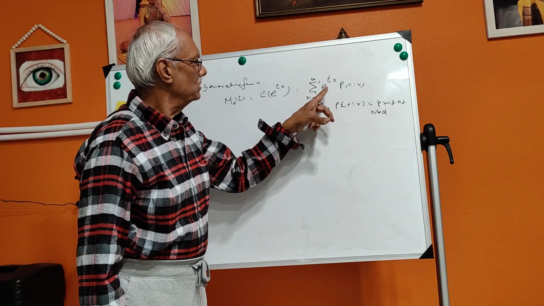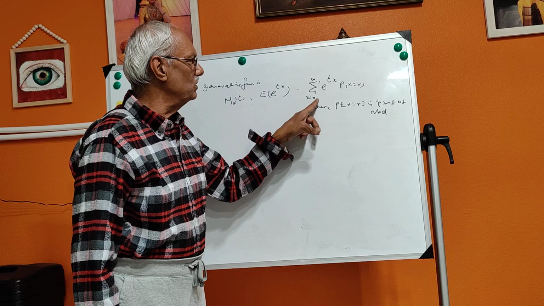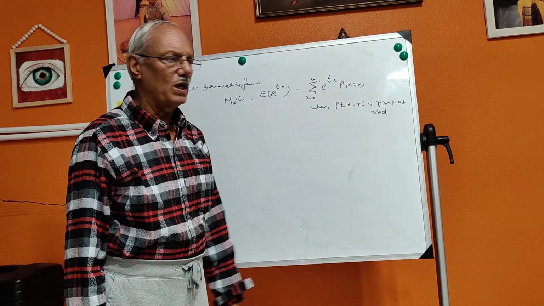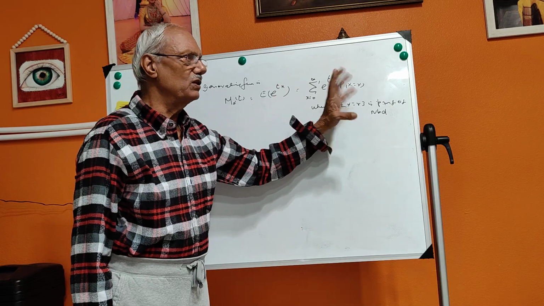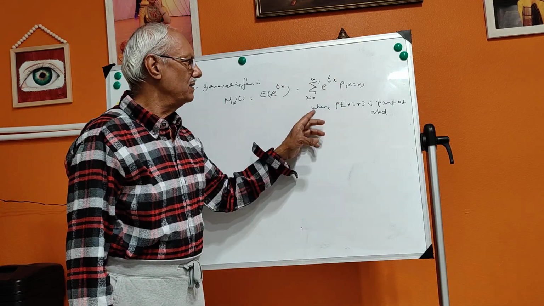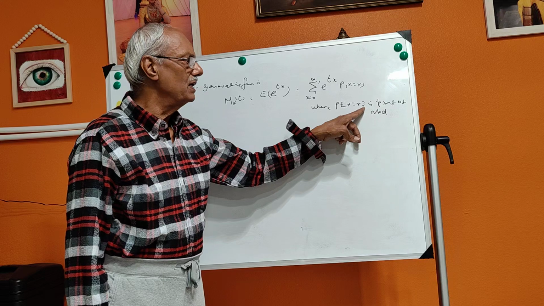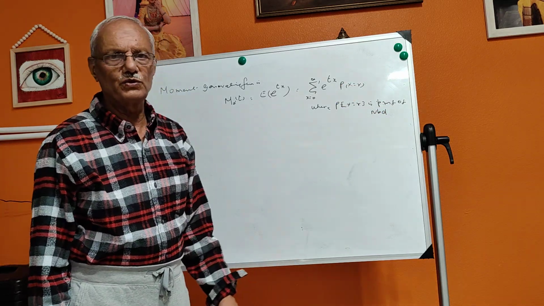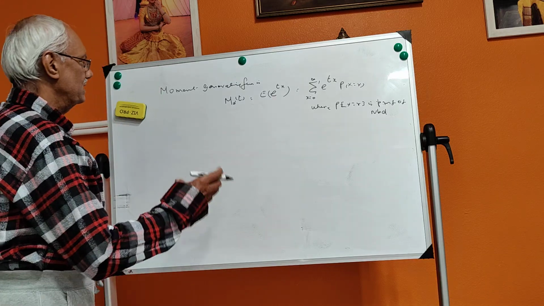And so this is given by the sum over x from 0 to infinity of e to the power of tx into P of X equal to x, where r refers to the number of successes, and P of X equal to x is the probability mass function of the negative binomial distribution. Now I'll start like this.